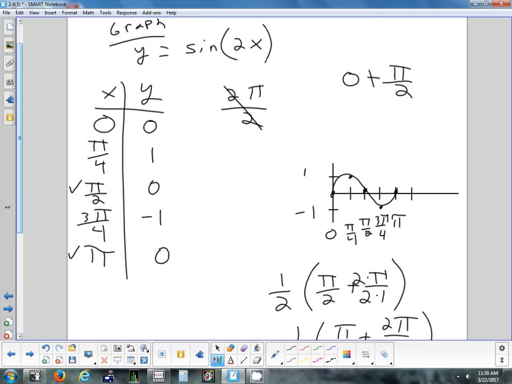All right, so compared to the original, what did this graph do? Did it stretch or did it compress? It compressed. Okay? The normal period is 2 pi. The period of this one is pi. So it compressed twice as much. Yep. Good. Any questions on that one?